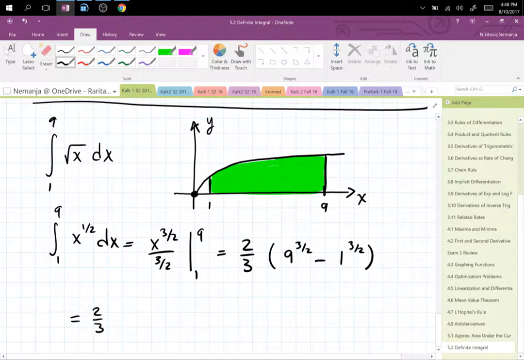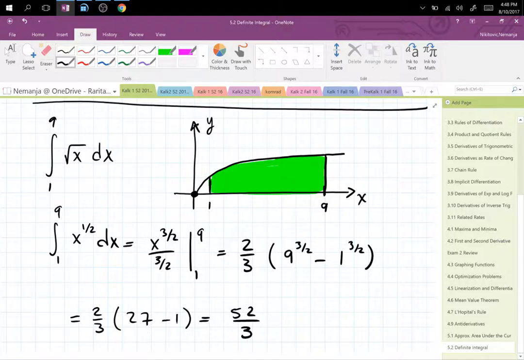We have 2/3. So you have square root of 9. Square root of 9 is 3. Squared is 27. Sorry, cubed is 27. Minus 1. We get 52 over 3. So area under the curve is 52 over 3 units squared. Whether it's inches squared, centimeters squared, meters squared, miles squared, whatever it is. Where did the 2/3 come from? From 3/2, when you flip the double fraction.